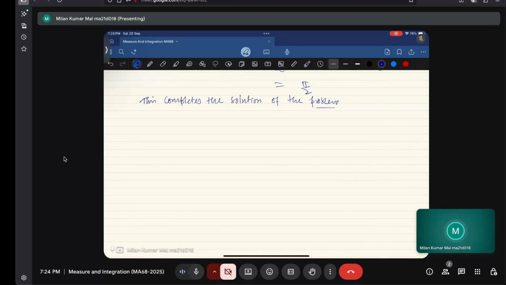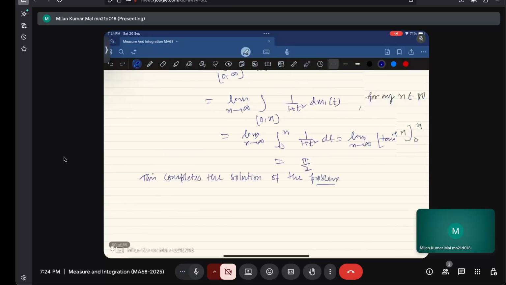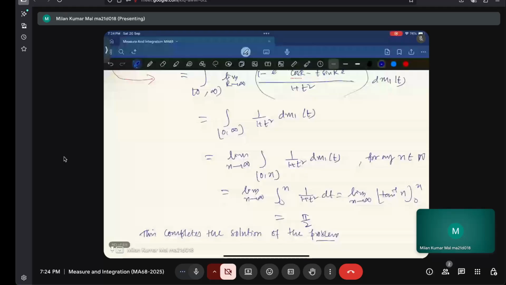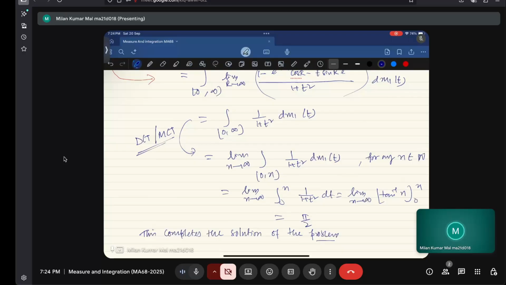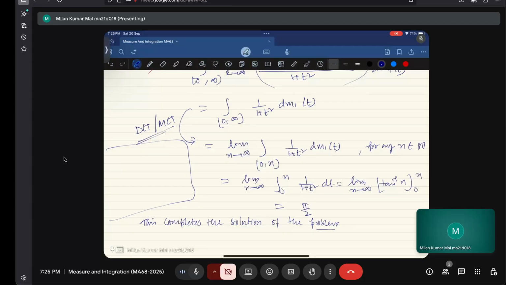So here is one point you can look at. Here we have used the dominated convergence theorem. Sorry, here you can use DCT or MCT. How have we used the dominated convergence theorem or monotone convergence theorem? Here you can give a short argument.